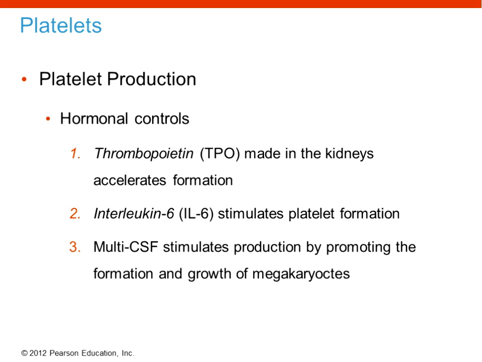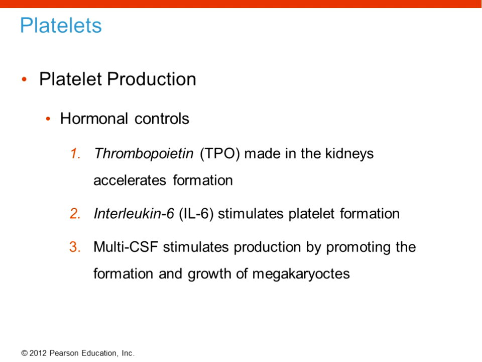There is a hormone that's manufactured from the kidneys. It's not a colony stimulating factor in the same way that we saw the GM and the M colony stimulating factors that help to direct the production of the other white blood cells, other formed elements. There is a hormone called thrombopoietin, which is found in the kidneys in the same place that we find erythropoietin. It helps to accelerate the formation of platelets.